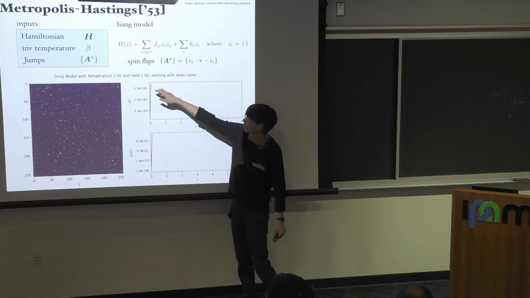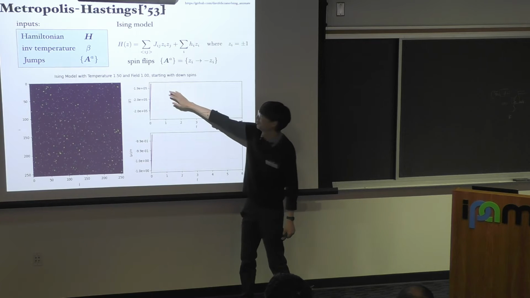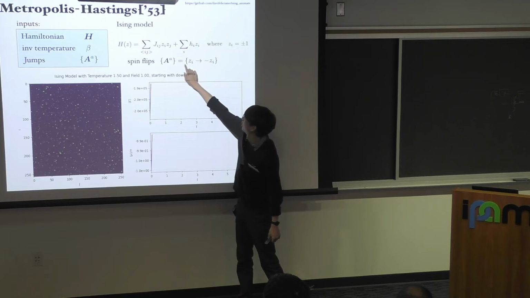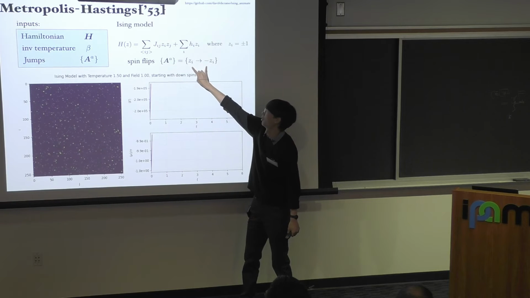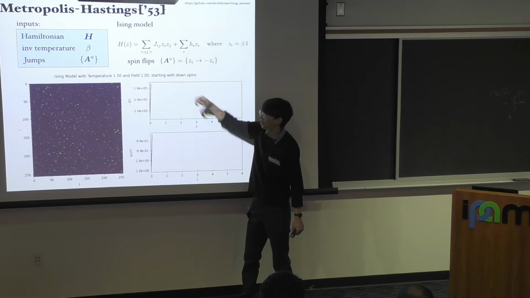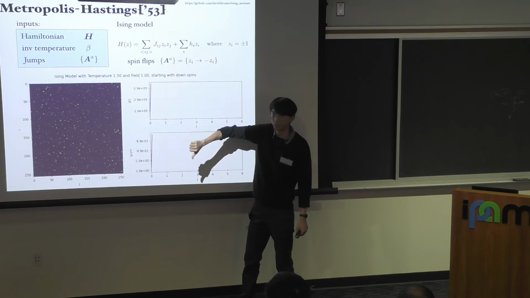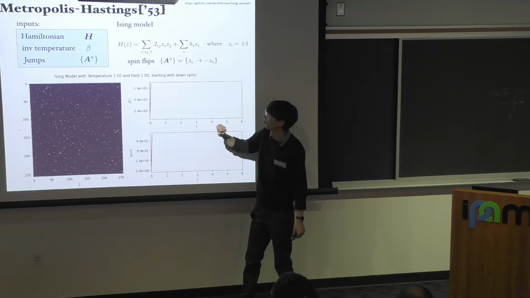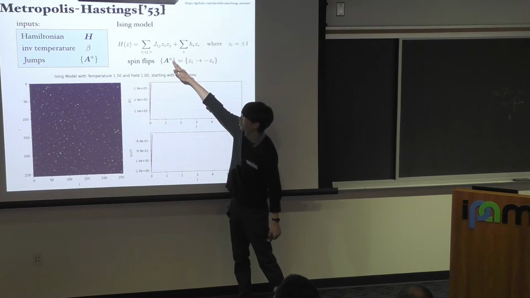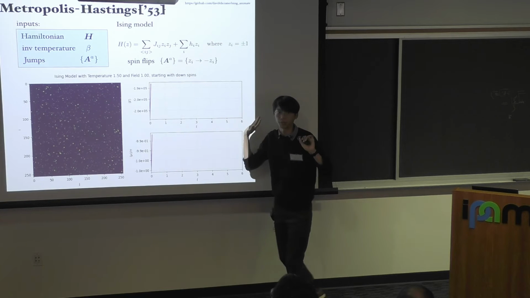So these set of jumps, people have mentioned in last talk. In this case, these A are just local, single Pauli spin flips. You just flip it from up to down or down to up. Once you specify the Hamiltonian and a set of jumps, you can run an algorithm.